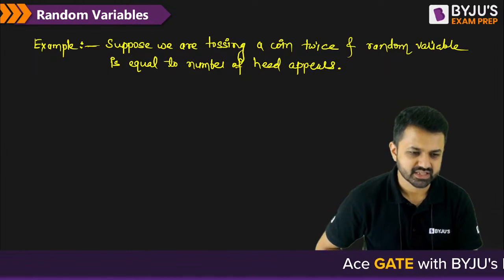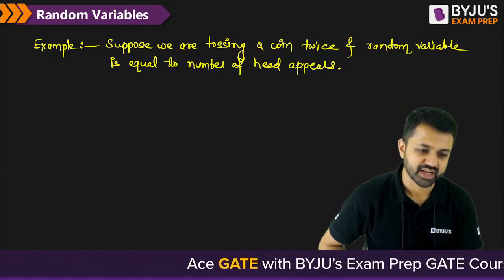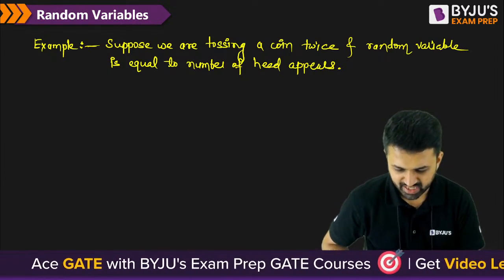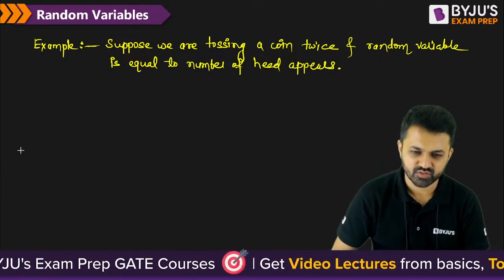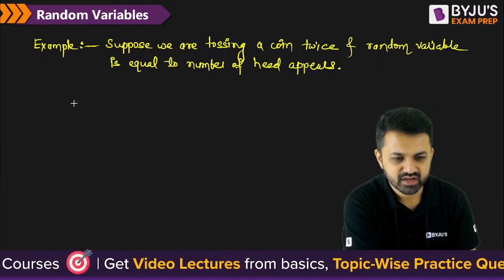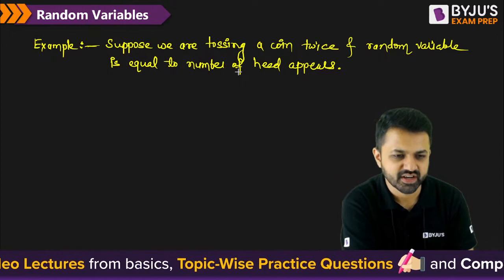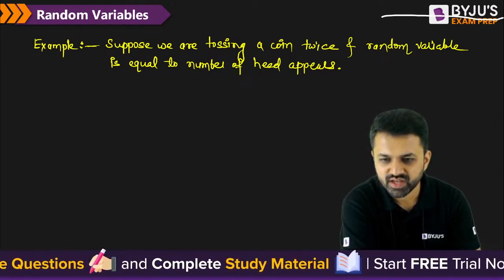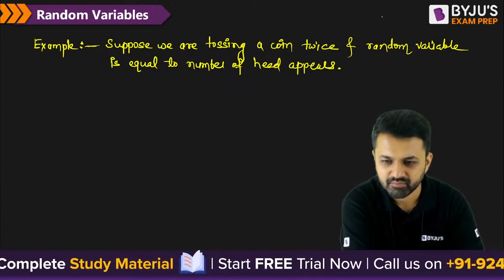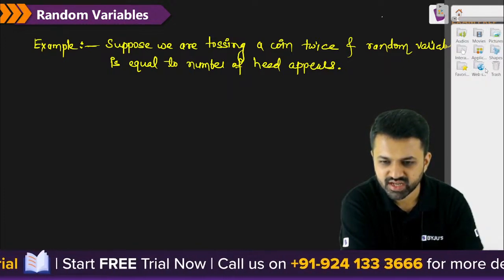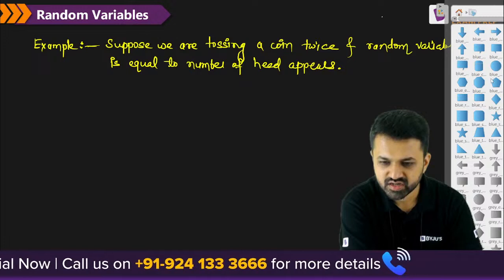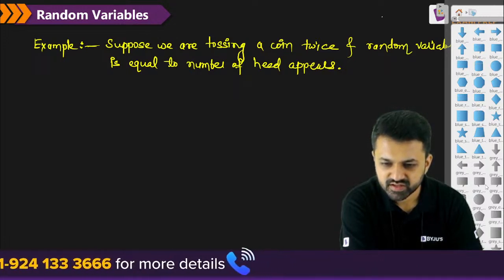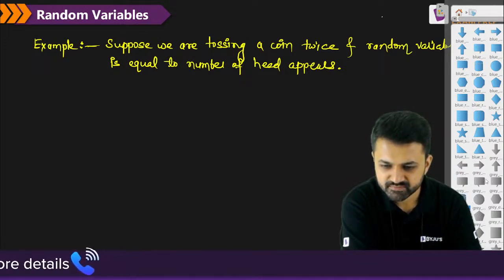You can also tell what the sample points are that you will get here by assigning one event as the random variable. According to this example which I have written over here, think once about how you will assign the real number and what the different real numbers are. Think once.